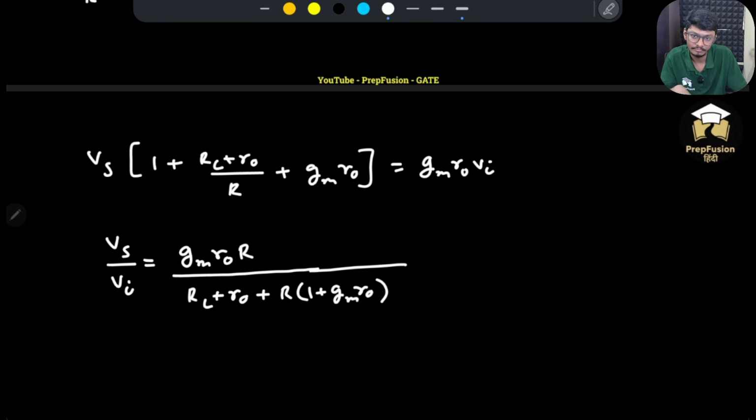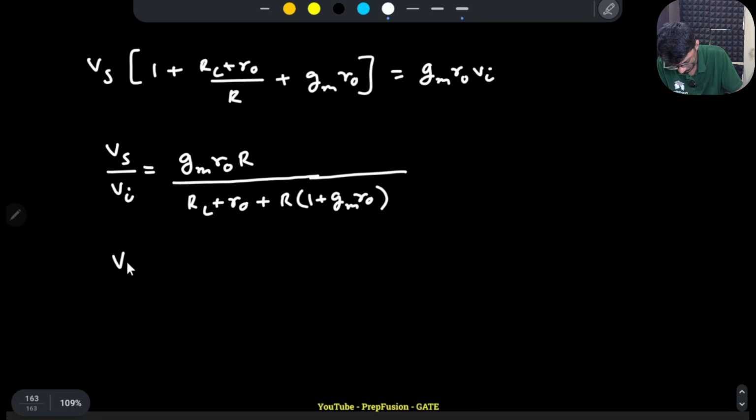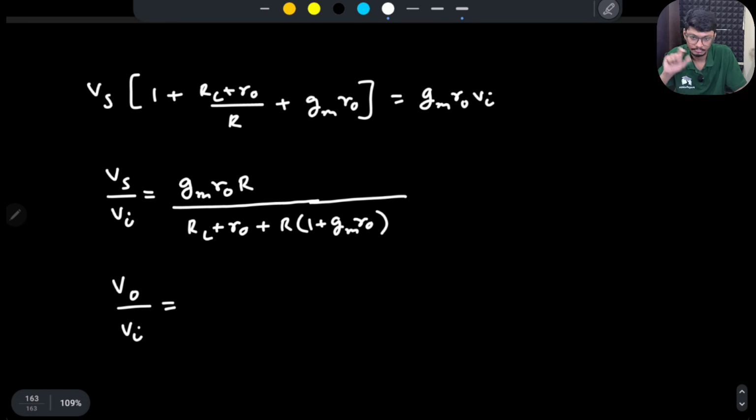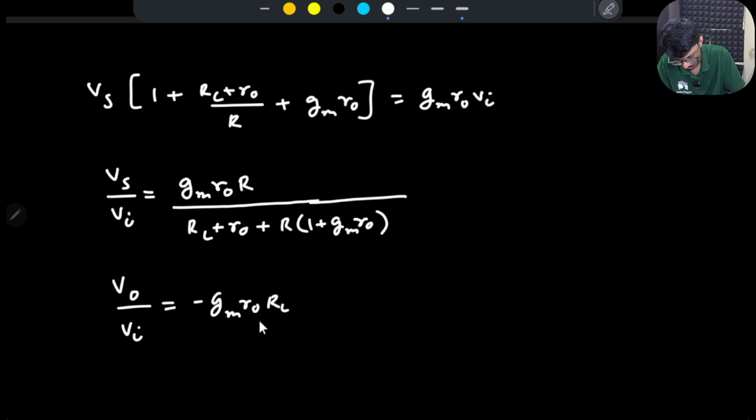This has an intuitive meaning. I will talk about that. Let me find out the Vo over Vi. So Vo over Vi will be simply the ratio multiplied by minus RL by R. So this will be minus GM Ro RL divided by RL plus Ro plus R into 1 plus GM Ro.